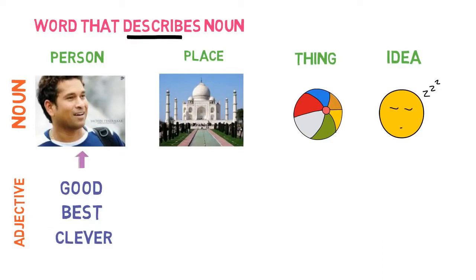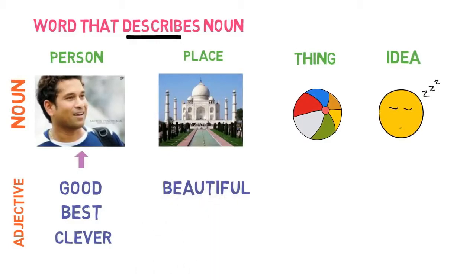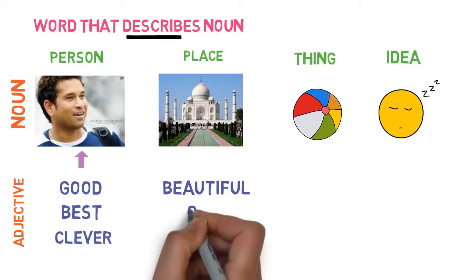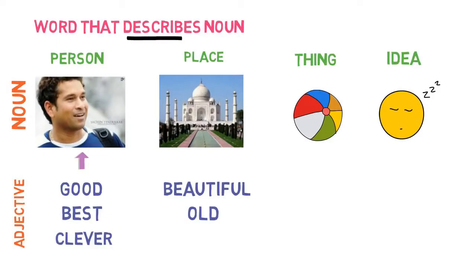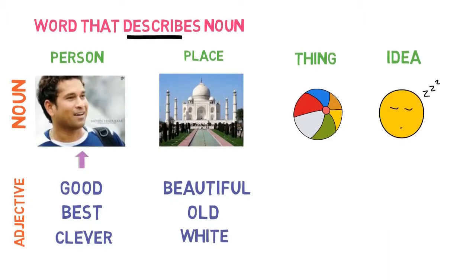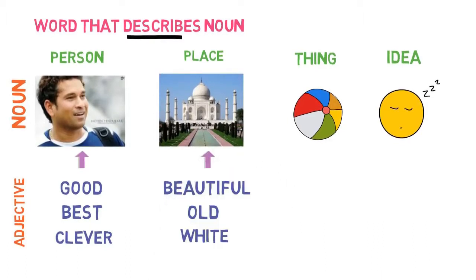In case of Taj Mahal, what are the things that you think about it? If I say Taj Mahal is a beautiful place, or Taj Mahal is a very old place, or Taj Mahal is built of white marble, then beautiful, old and white are the things that describe Taj Mahal as a place.